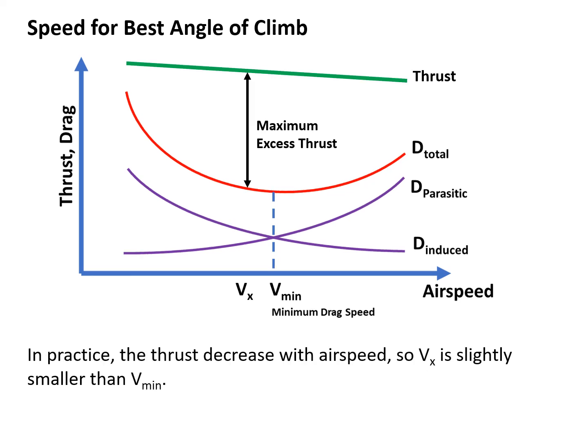Now let's move to a more realistic case when the thrust decreases with airspeed. In that case, we can see the maximum excess thrust, that's the gap between thrust and total drag D, is shifted towards the left-hand side of the V minimum, or minimum drag speed. So Vx is no longer the same as the minimum drag speed, because the thrust decreases with increasing airspeed. And now we should know the importance of Vx. Vx gives us the maximum excess thrust.